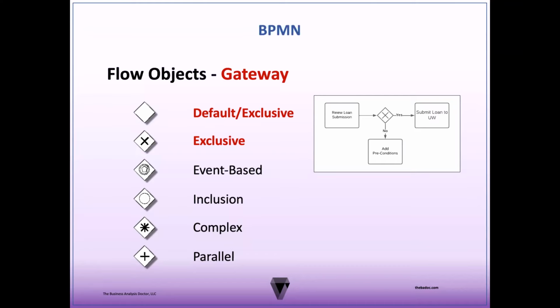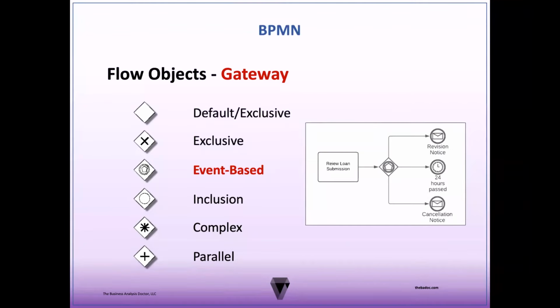For a given decision, only one of the paths can be taken. An exclusion is considered to be the default gateway because it's used most commonly. It can be represented as an empty diamond or a diamond with the X marker. Generally, each outgoing path needs to be labeled to describe the condition that must be met.